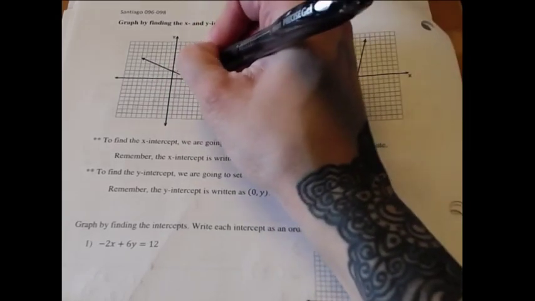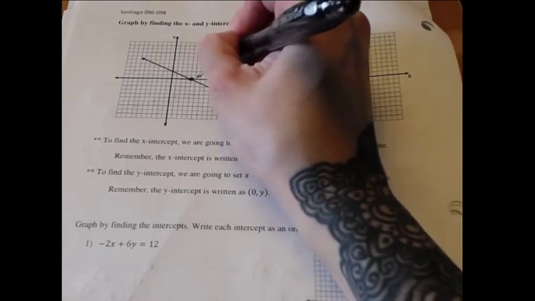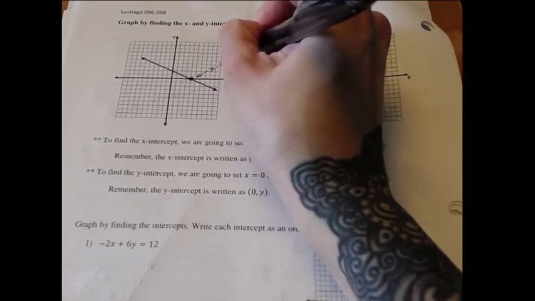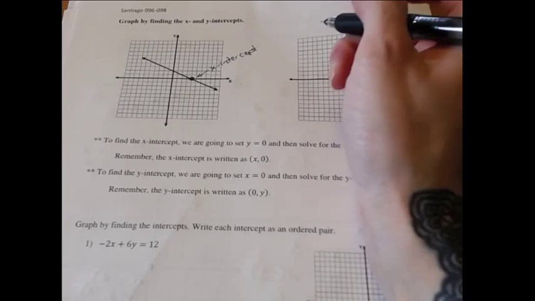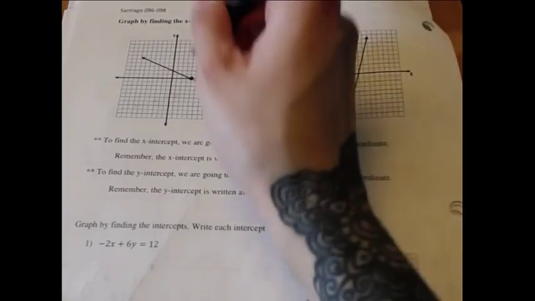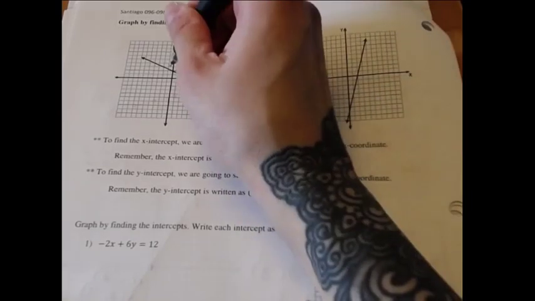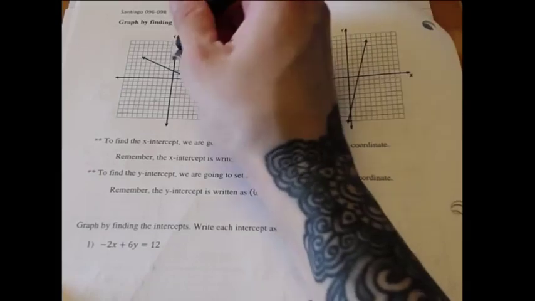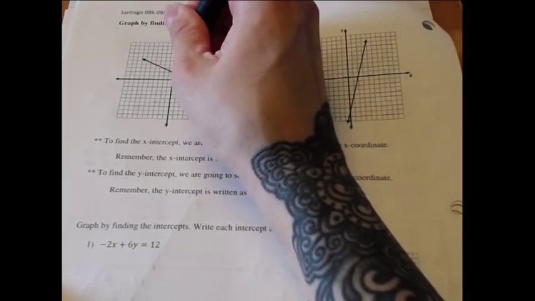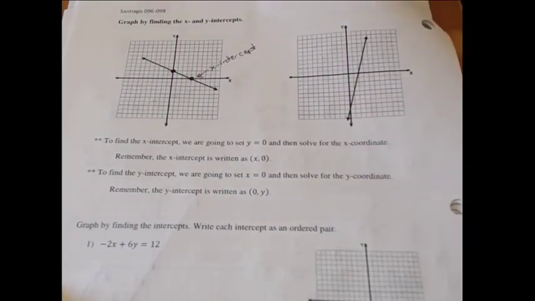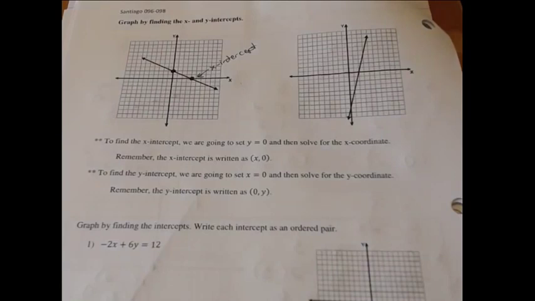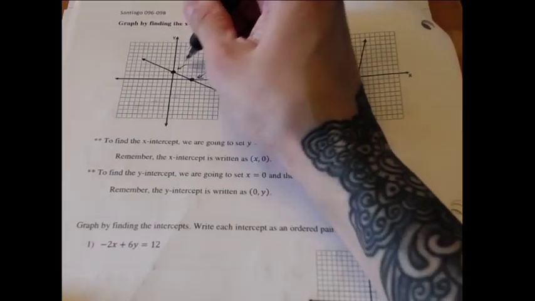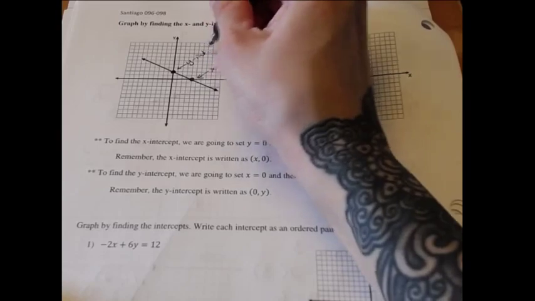So I'm going to write here that this is the x-intercept. Go ahead and type in the ordered pair for that. And then I'm also going to note that this point where the line hits the y-axis right here represents the y-intercept. So I'm going to go ahead and label this y-intercept.